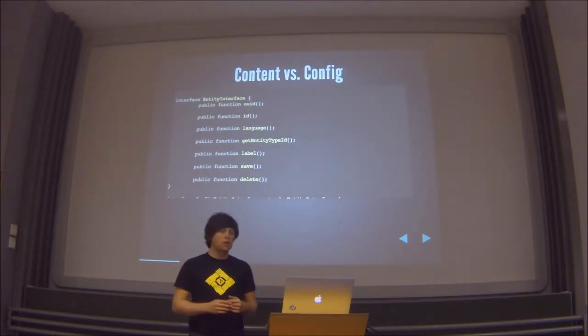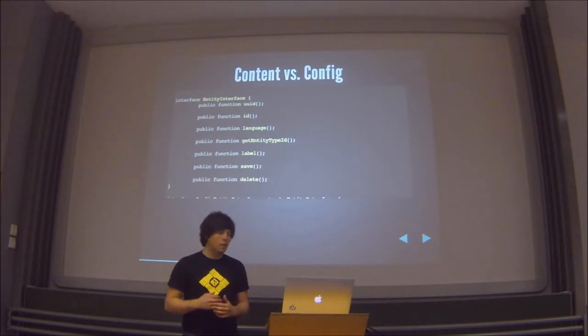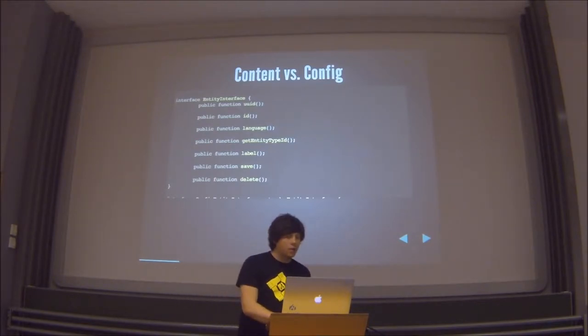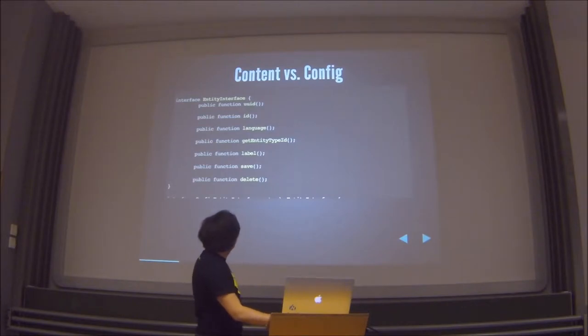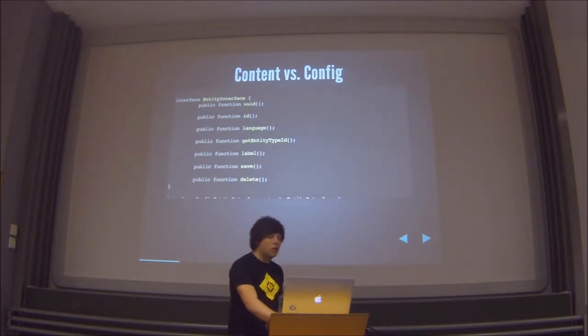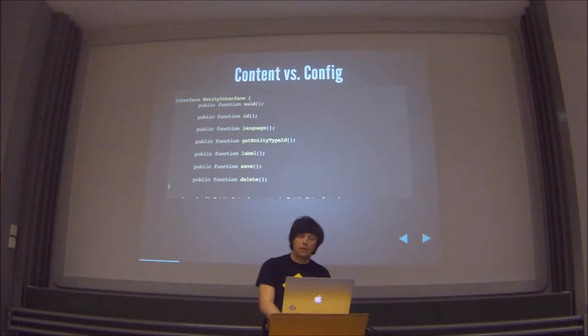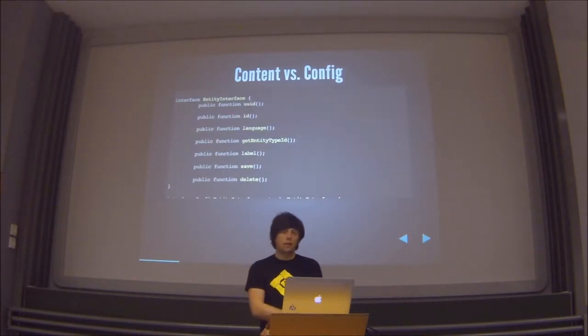Content and config entities are very different, but they share the same entity interface. So content entities and config entities implement the same interface. In this case, it's the entity interface, and these are our generic new methods for how to work with entities. You can call UUID on every entity, you can call ID, language, get entity type, the entity label, and of course you can execute CRUD operations based on the entity. And then we have a config entity interface, which extends the standard entity interface.